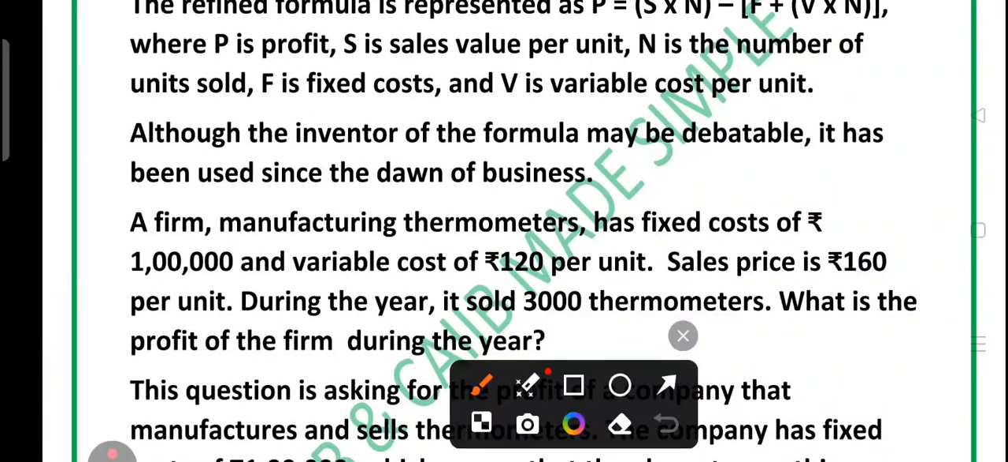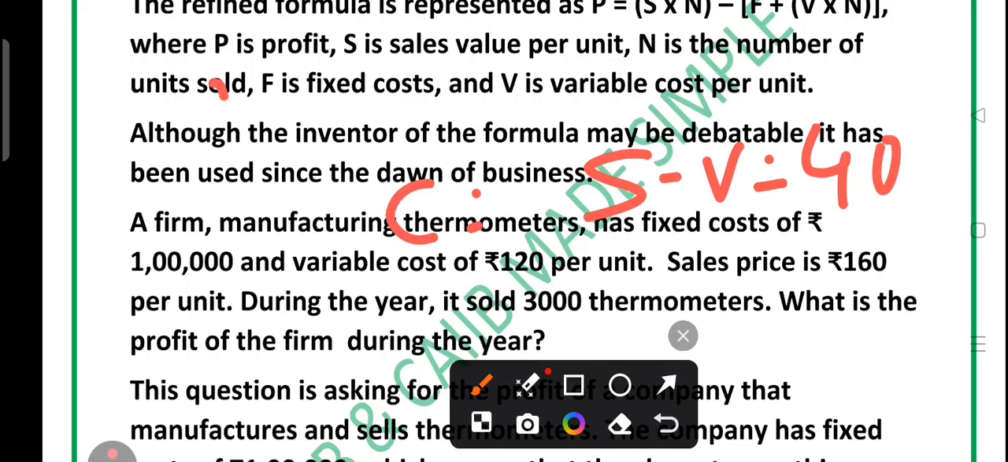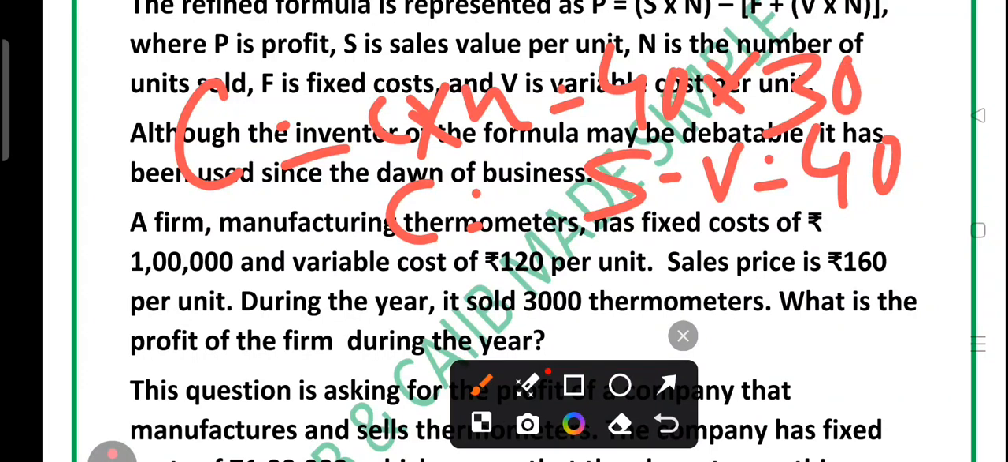You find the contribution per unit, right? Just write, calculate S minus B, meaning selling price per unit minus variable cost per unit, which is how much? 160 minus 120, which is equal to 40, right? And then find the contribution. This is the small c contribution per unit; find the capital C. Capital C is small c multiplied by n, contribution per unit multiplied by number of units, which is 40 multiplied by 3000, which will be 1,20,000. So that gives you the contribution, isn't it?